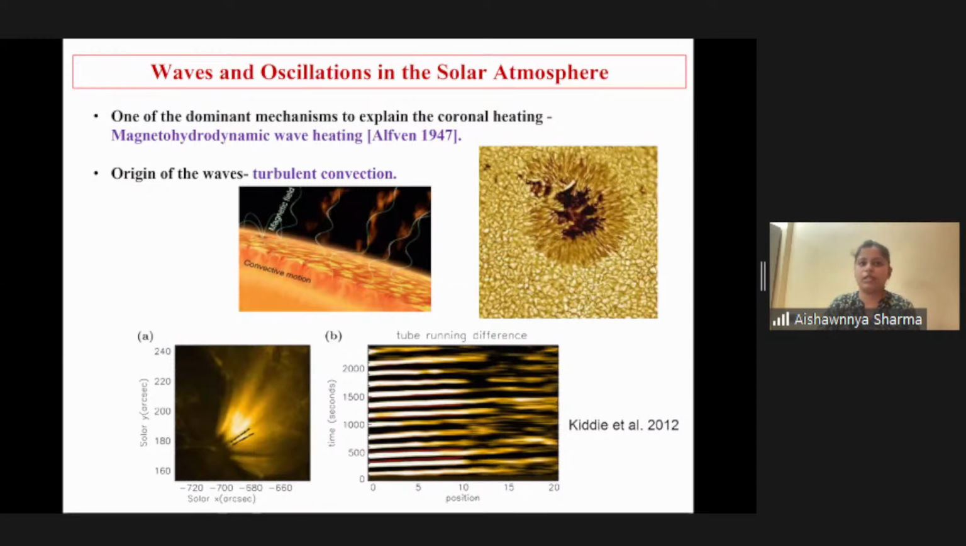Now the question comes: how are these waves generated in the solar atmosphere? The simple answer we generally know is convective motion.